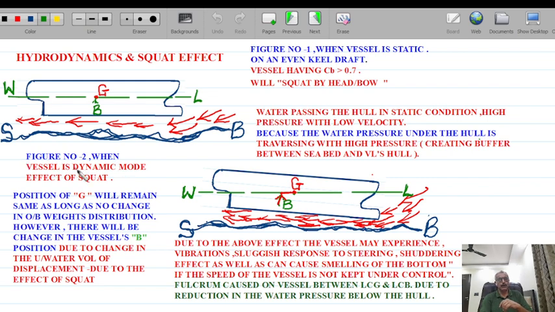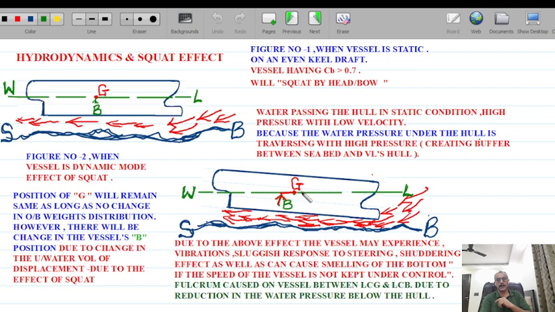But when we look at figure number 2, the vessel is in the dynamic mode and because the block coefficient is more than 0.7, she is squatting by head. Let's see what's happening. Now at this point in time, because the vessel is in the dynamic mode, G, that is the longitudinal center of gravity, will not change as long as the weight already loaded on the ship has not been changed. But because of the squat, as I explained in my previous lectures as well, the vessel may also experience a change in trim. Why? Because the center of buoyancy, which was here earlier, has now moved aft, which has given her a tipping edge because of the effect of squat.